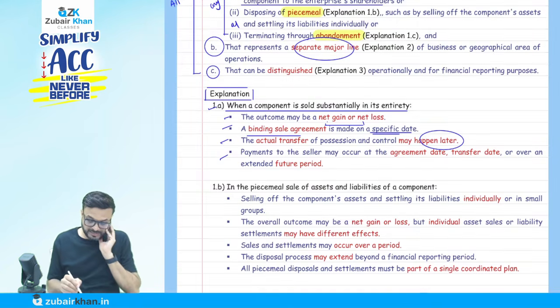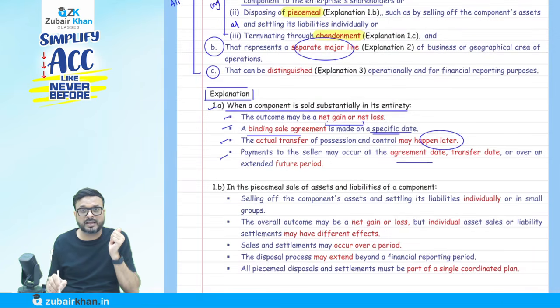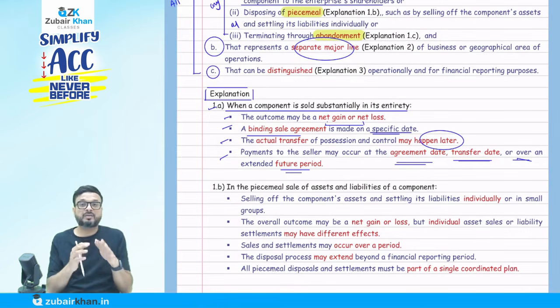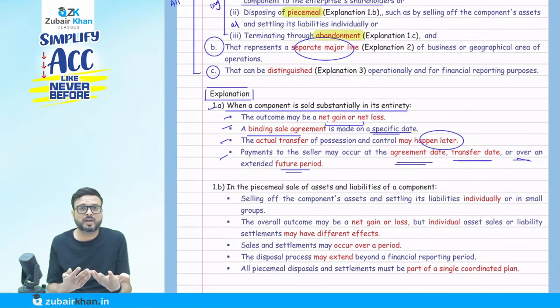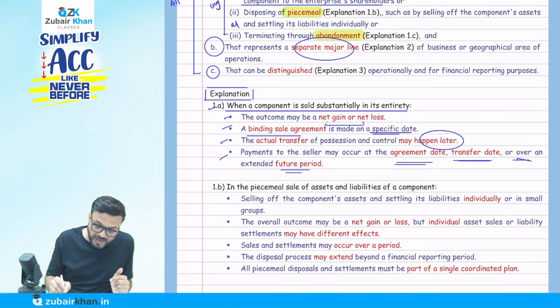happened. And this payment to the seller may occur, they may ask you in an MCQ, payment to the seller may occur at the agreement date or transfer date or even over an extended future. It might happen the day we are doing the agreement. When you're transferring the asset and liability, it might happen that day or at a later date, it doesn't matter. What is more important is that we have a binding sale agreement.